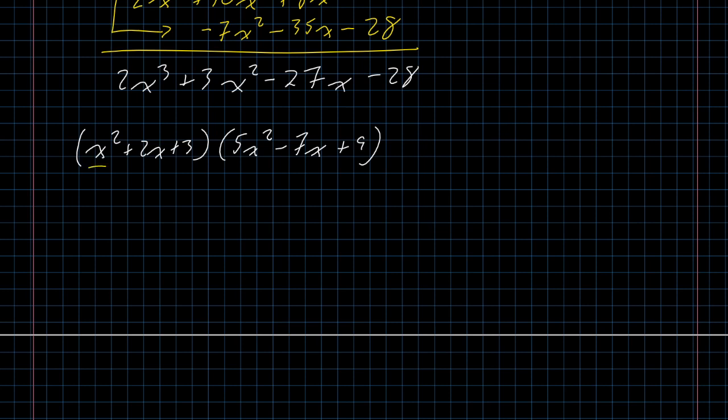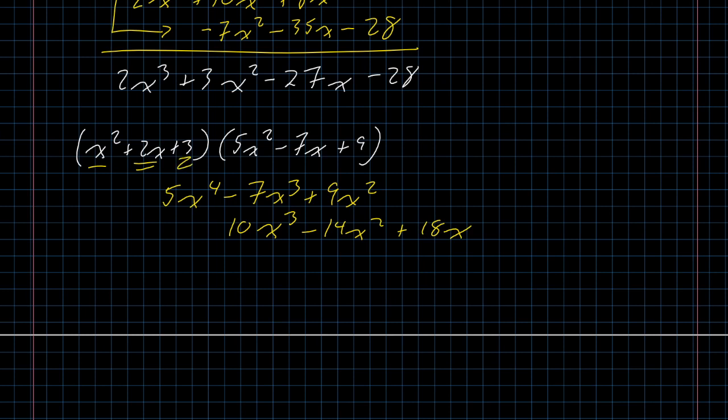Start by distributing x squared. x squared times 5x squared is 5x to the 4th. x squared times minus 7x is minus 7x cubed. x squared times 9 is 9x squared. Move down to the second row, move in one space. 2x times 5x squared is 10x cubed. 2x times minus 7x is minus 14x squared, and 2x times 9 is 18x.